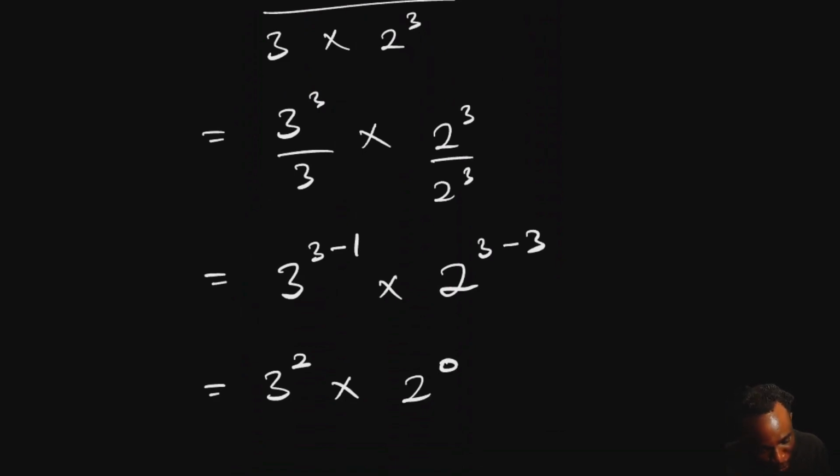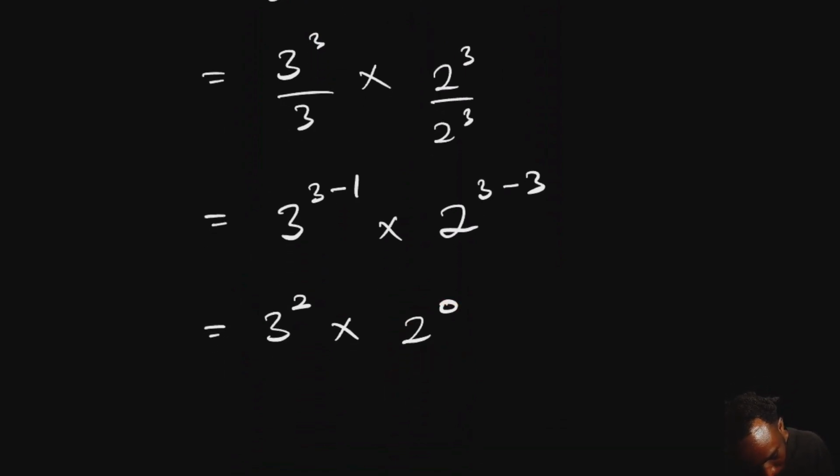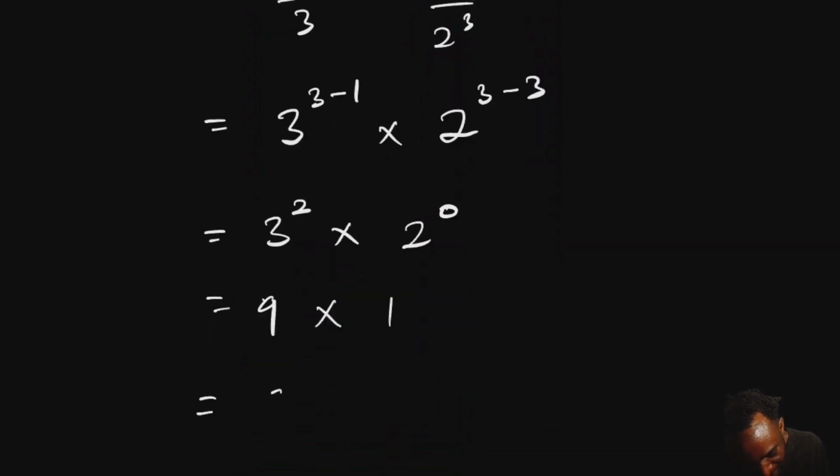And according to the power of 0 rule, any number raised to the power 0 is 1. So 2 raised to the power 0 is going to change to 1. We're going to have 3 raised to the power 2, which is also 9. I'm just going to write it straight away. And here is going to be 1. So the final answer is going to be 9.